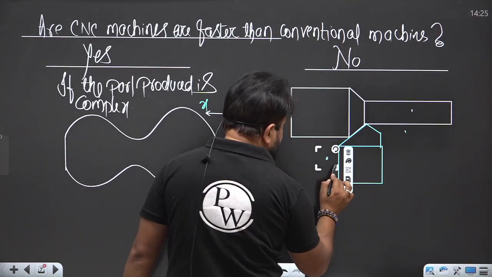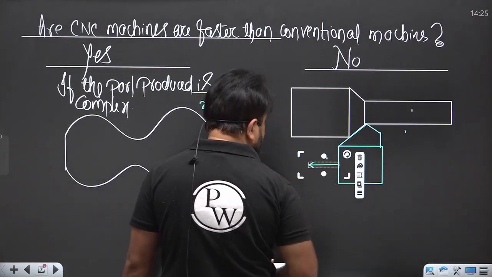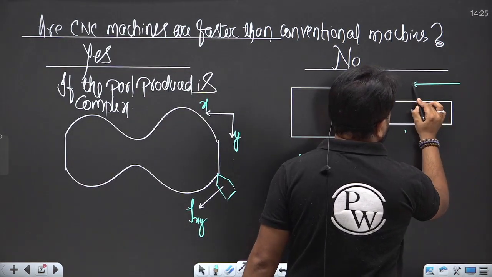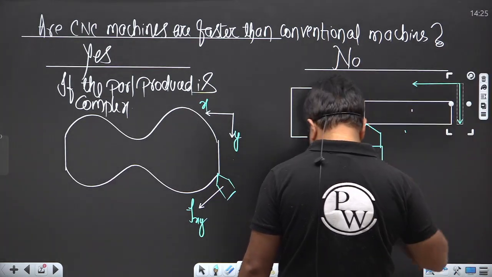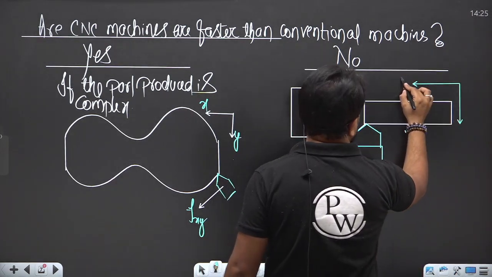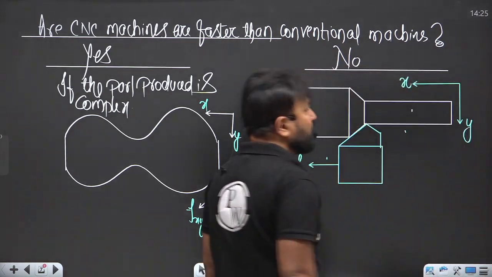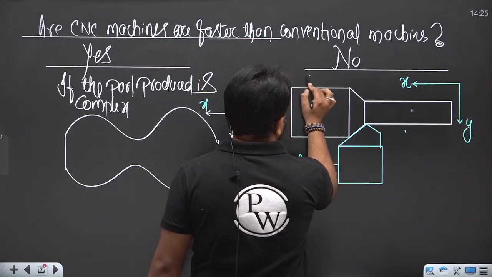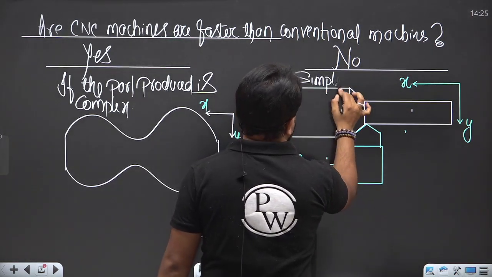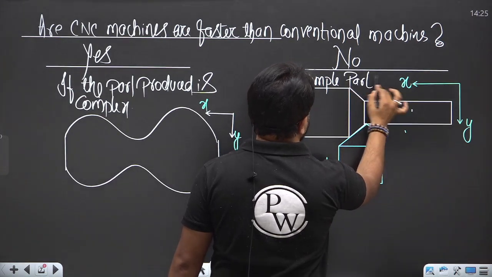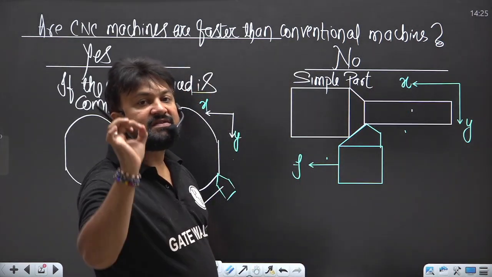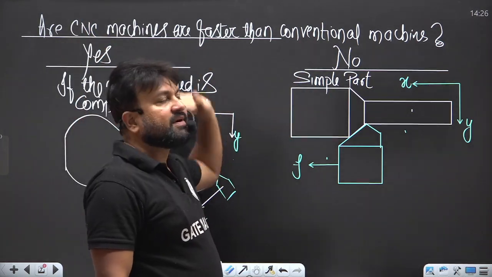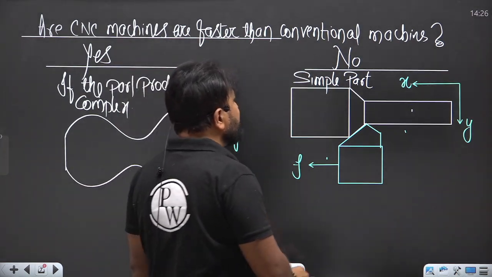Now here you can see the movement of the tool is maintained only in the x direction. We have to maintain the feed in the x direction only, not in the y direction. So if we are producing a simple part, then a conventional machine is hard to beat. In that case, your conventional machine is faster compared to CNC, my dear. So here the conventional machine is faster.